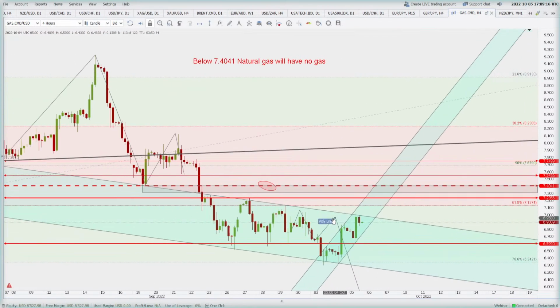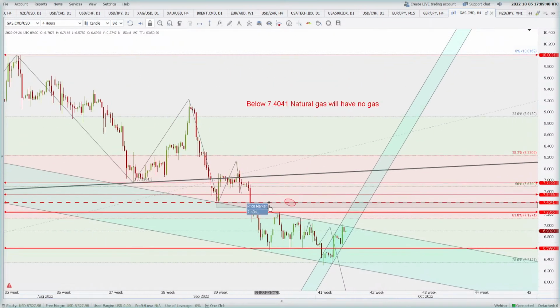But if the price manages somehow to break above this falling channel, then I think it will be an alert for the sellers to close their positions and get out with the profits, if they have already sold around the 7.40 area. But if you have not sold this, then do not enter this market. If you have not bought it, do not buy this market, because this is a selling market. Buying of this market is possible only above 7.40 if the price closes above that.